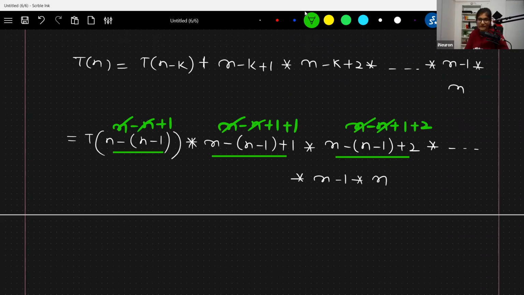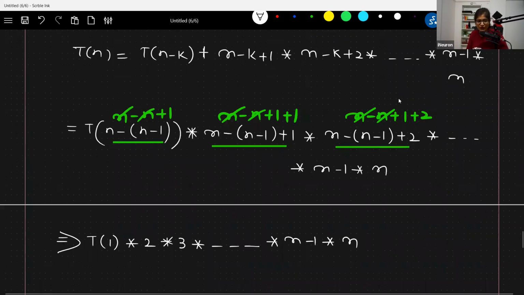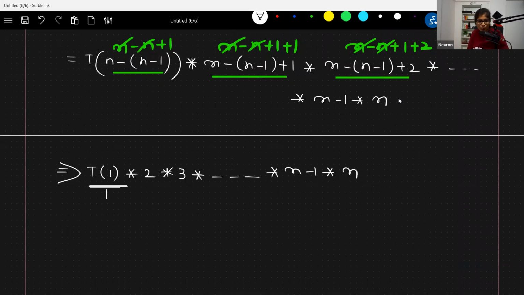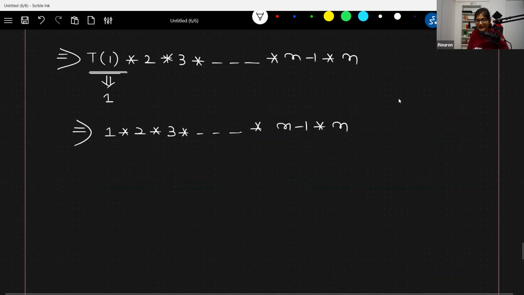It will be equals to 3. So basically, if you observe here, we will get the value as T of 1 into 2 into 3, until into n minus 1 into n. And we all know that the value of T of 1 is equal to 1. So here it is equal to 1 into 2 into 3 into until so on into n minus 1 into n.